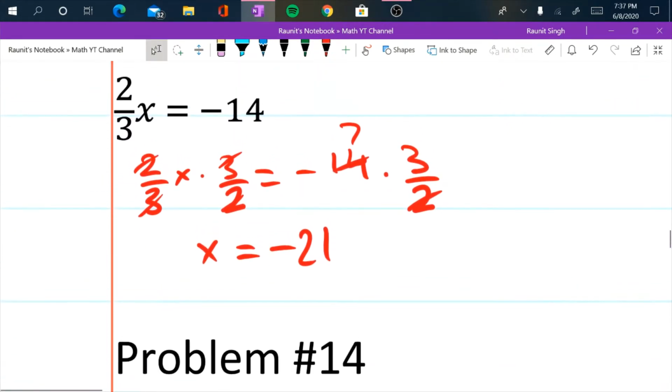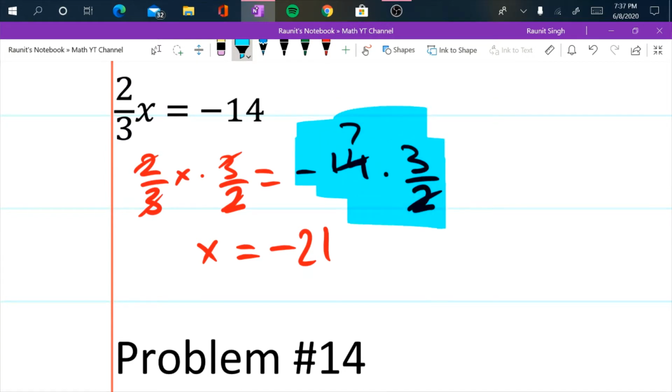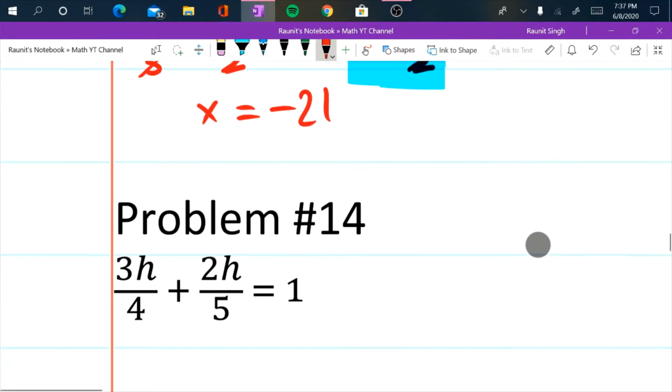So instead of actually doing the multiplication with the reciprocal, I'm just going to do a shortcut and cancel everything out and then just multiply the right side of the equal sign with the reciprocal. That way it's a little bit quicker.